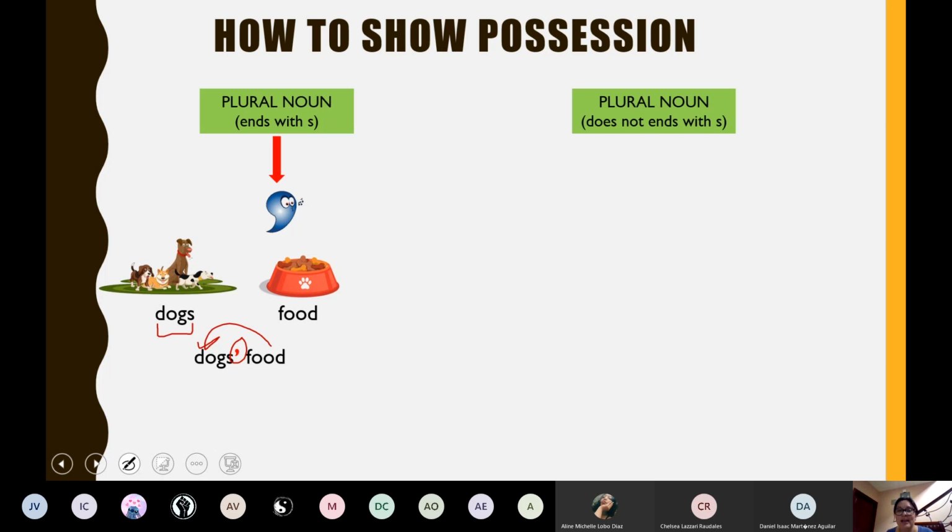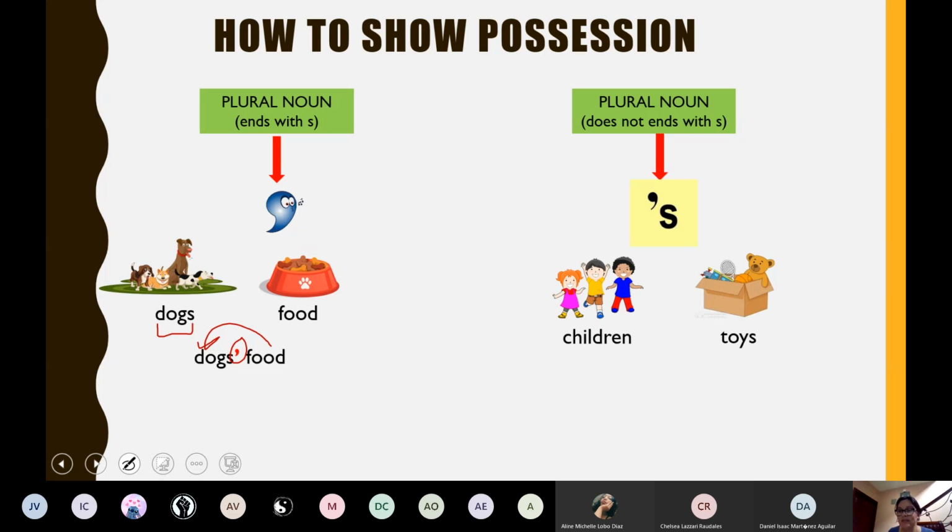If we have a plural noun that does not end with S, or that is irregular noun, for example, we have to add apostrophe S. Children. Children toys. How do we say? Children's toys. Here we have the plural. This one tells me that the toy belongs to the children. Okay, do you understand this part, guys? Okay, so making a summary, with singular nouns and plural but irregular nouns, we add apostrophe S. And with plural but that end with S, we add only apostrophe. And that is the rule.